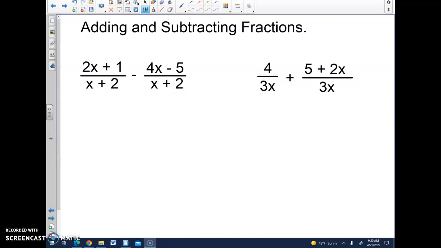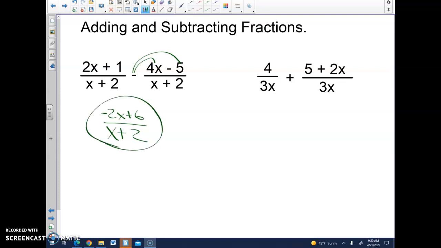Okay, these problems are a gift. If you're given something with a common denominator, write it down. Remember, you've got to distribute the negative. 2x minus 4x, negative 2x. 1 minus a negative 5 is a positive 5, so that becomes plus 6. Once again, technically, could I take a GCF out of here? And we're just going to leave it. Here, when it's addition, we're keeping that common denominator. 4 and 5 is 9, plus 2x. Those problems are a gift.